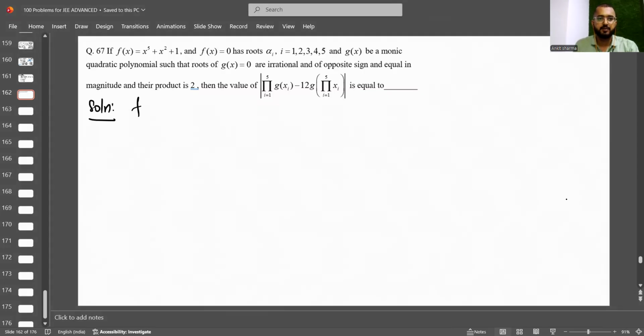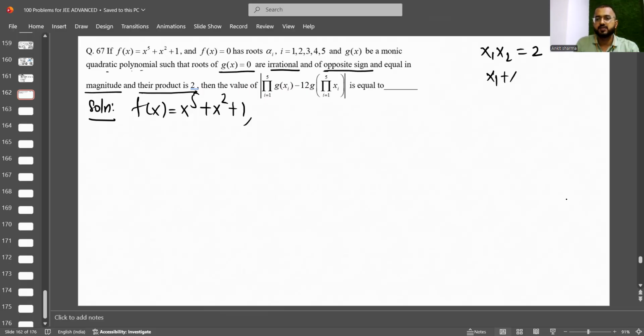Now here we have given a polynomial f of x is equal to x to the power 5 plus x squared plus 1, and f of x has roots alpha i, i equal to 1, 2, 3, 4, 5. And g of x is a monic quadratic polynomial, so that roots of g of x equal to 0 are irrational and of opposite sign and equal in magnitude, and their product is 2. So it's like this. Their product is basically 2, and x1 plus x2 is equal to 0.